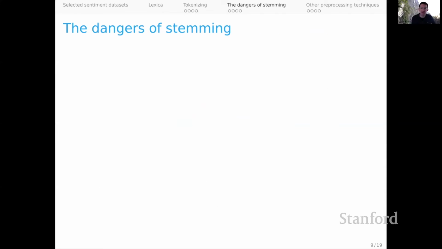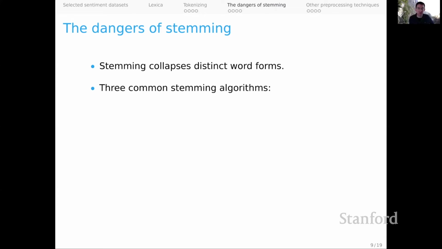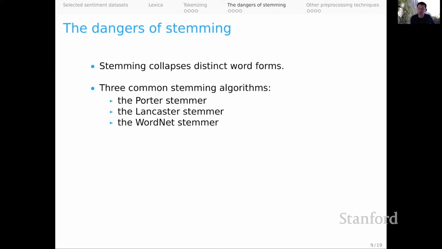As a counterpoint to that, I've called this section on stemming the dangers of stemming, because what I want to try to do is convince you not to stem your data. But first, what is stemming? Stemming is a kind of pre-processing technique that would collapse distinct word forms. There are three common algorithms for this, easy to use: the Porter stemmer, the Lancaster stemmer, and the WordNet stemmer.